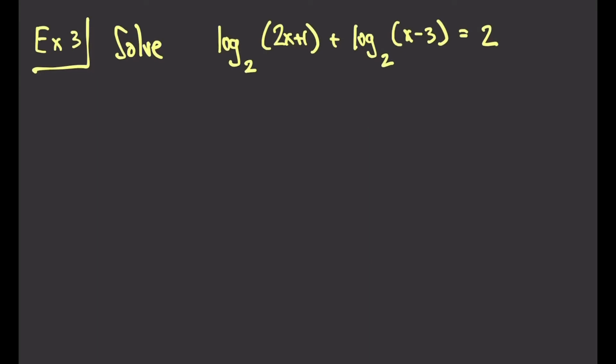We see a similar setup in example 3 as we did in example 2, where we have multiple logs that we need to combine to a single log. Again, I notice here this is addition. That means that's going to become multiplication inside the log. So let me just rewrite that quickly as a single log. Log base 2 of 2x plus 1 times x minus 3 equals 2.